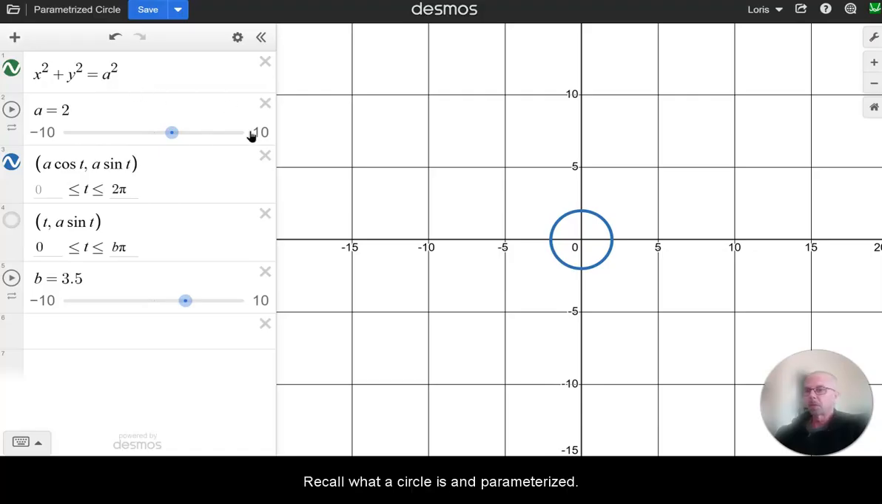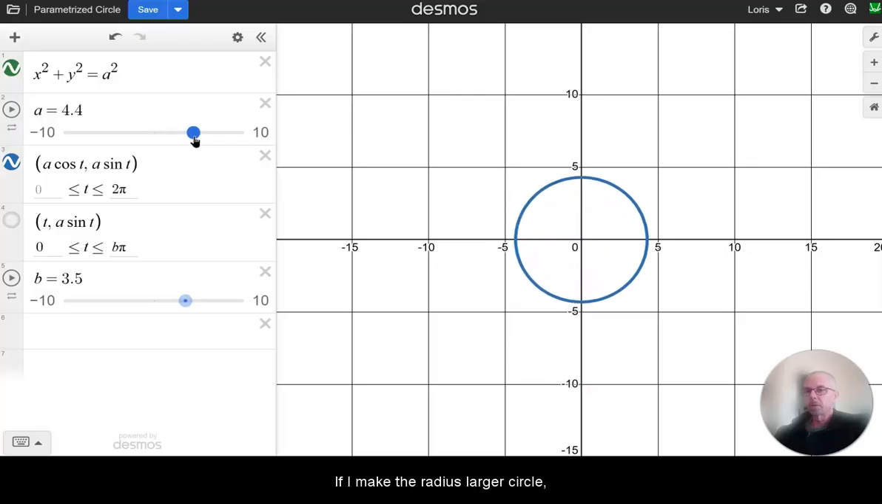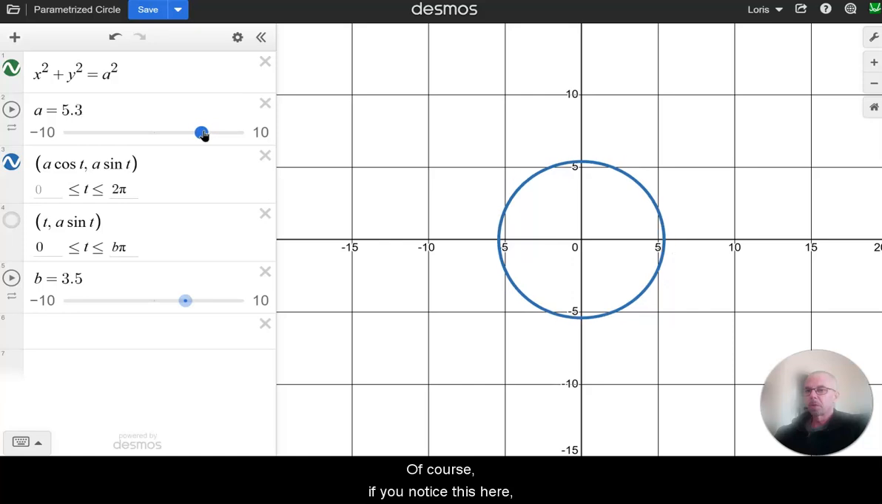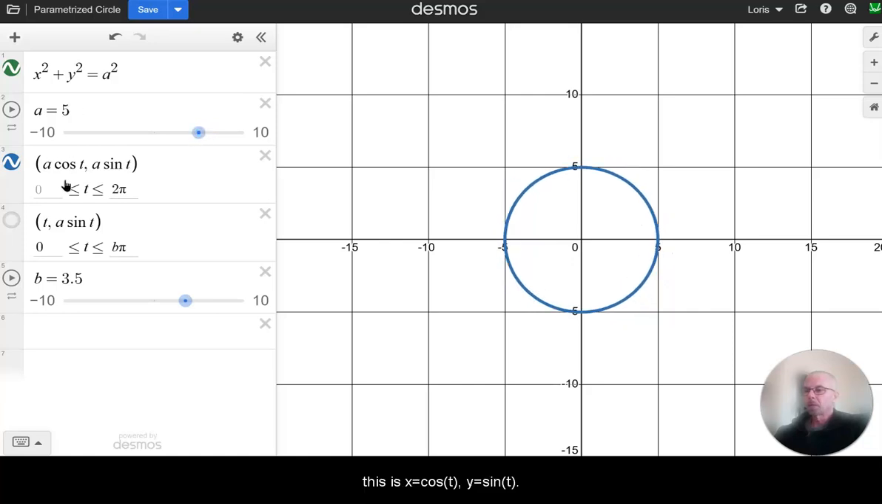Let's recall what a circle is, parametrized. If I make the radius larger, if I make a larger, the circle gets bigger, of course. And if you notice, this here is x equals a cosine t, y equals a sine t. This here is a parametric version of this equation here for a circle.